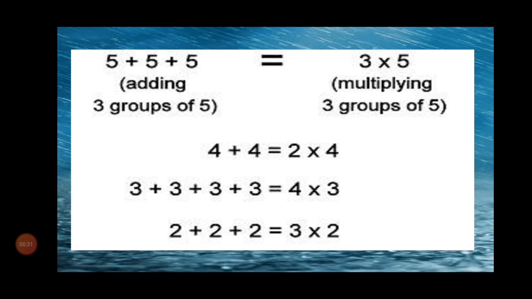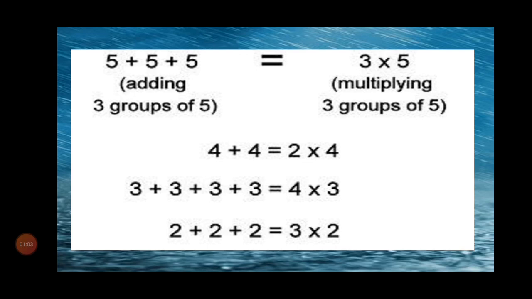Okay, here how many 5s are there on left? 3. So we are writing 3 multiplied by 5. So that is a multiplication fact. While doing repeated addition also we will get the same answer. Adding 3 groups of 5 means we are getting 15. The same answer we are getting in multiplication fact also. 3 into 5, how much? 15. So both are equal.